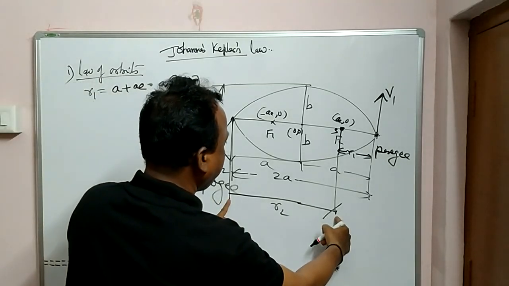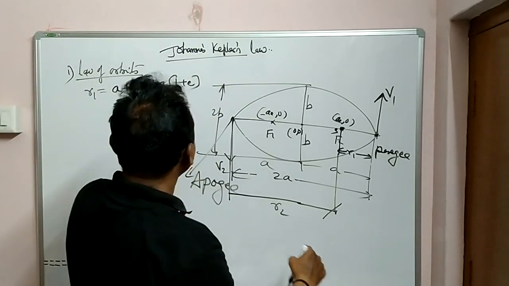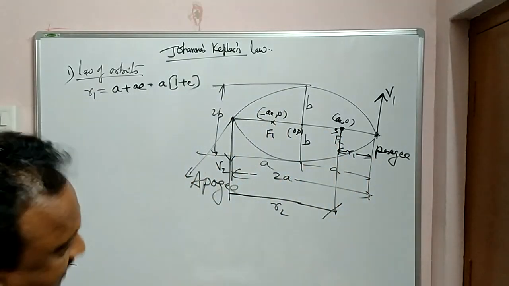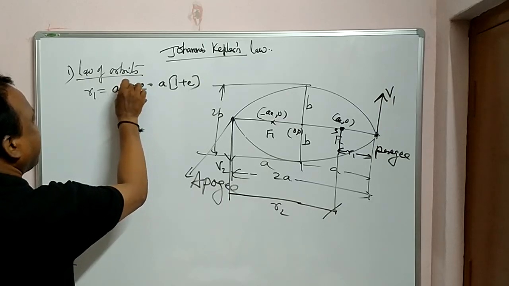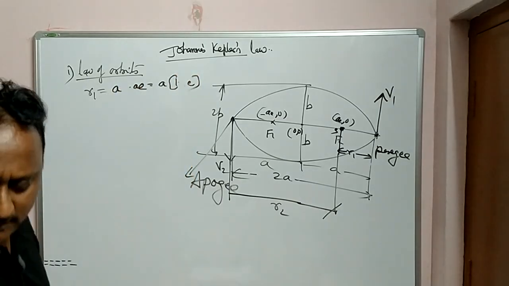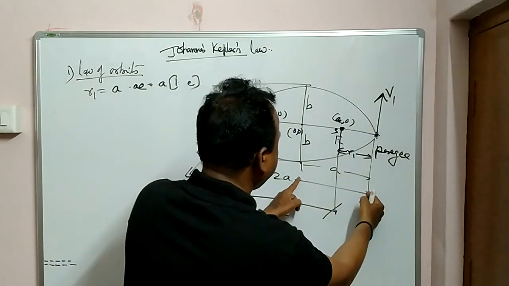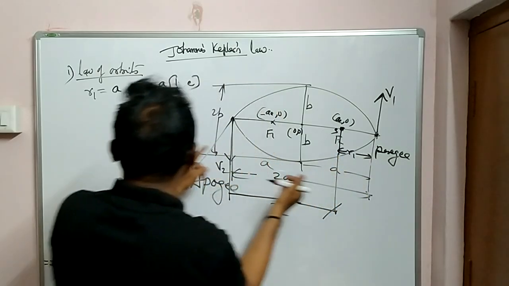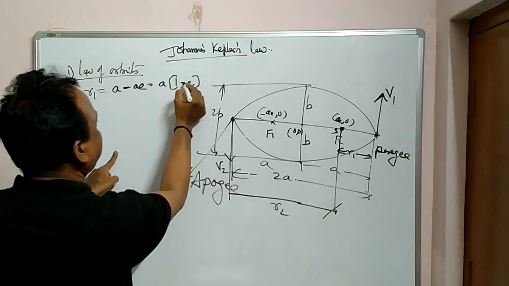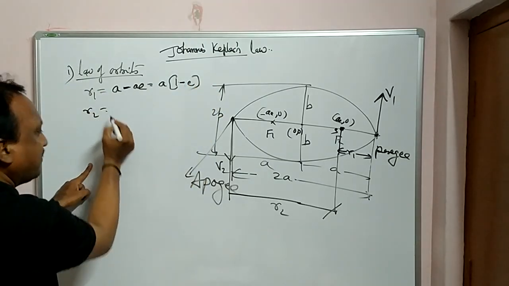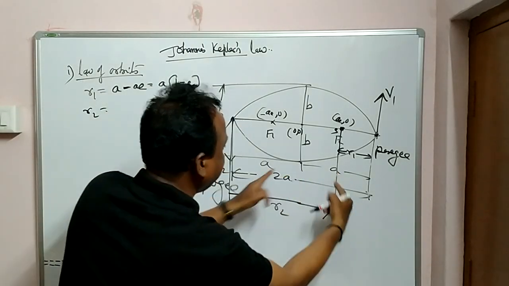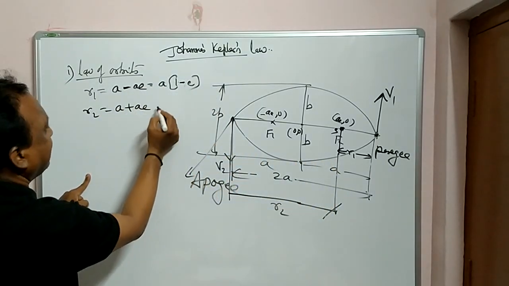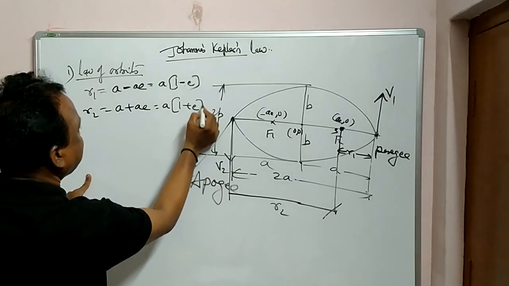And how to get R2? See here, once again, A minus. Not plus here, A minus. Please take care. This is A, no? How to get the planet's distance from the sun, R1? A minus AE, that is A into 1 minus E. And then how to get R2? A plus AE, that is A into 1 plus E.